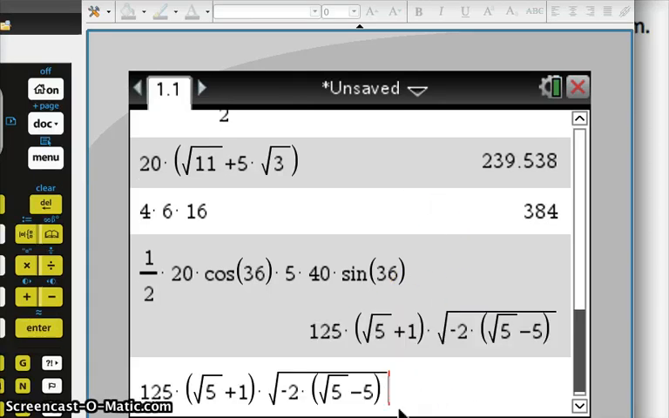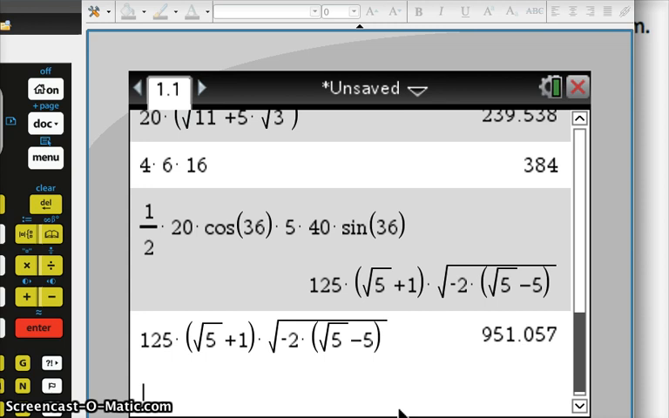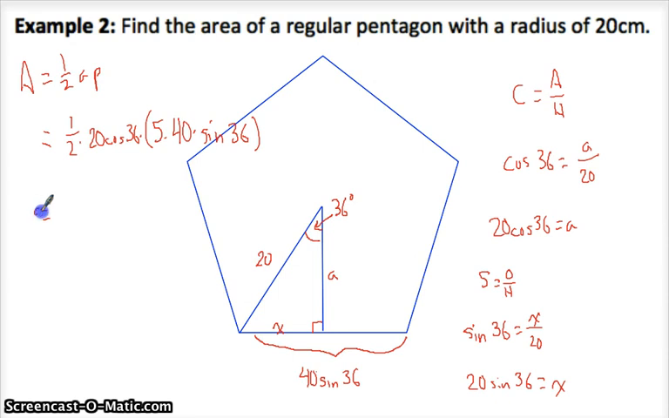You probably don't want that. You probably want the approximate value, so let's do that. 951.06. So this is approximately 951.06. Okay.